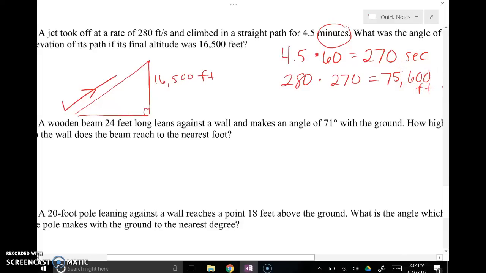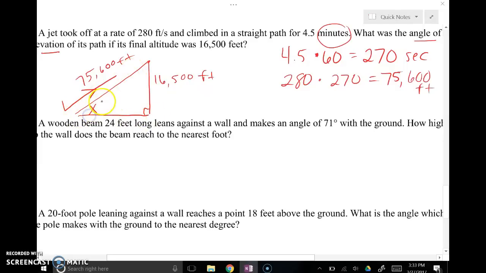So I traveled that far overall so I could get up to an altitude of 16,500. That means from the ground, going diagonally up, because I don't fly straight up and down perpendicular. I have to go gradually diagonally, tracing the hypotenuse of this triangle. That was 75,600 feet. So now I know the length of my hypotenuse, and I know the altitude that I will be at eventually. And what they want to know is, what is the angle of elevation?